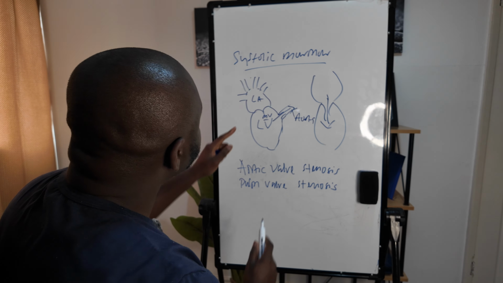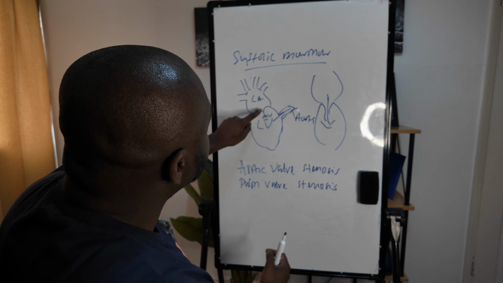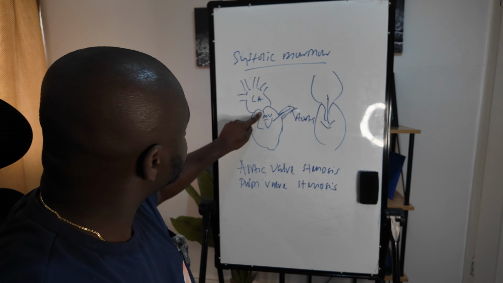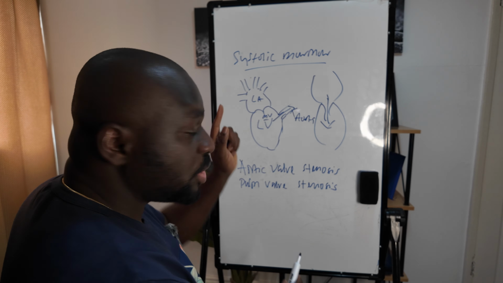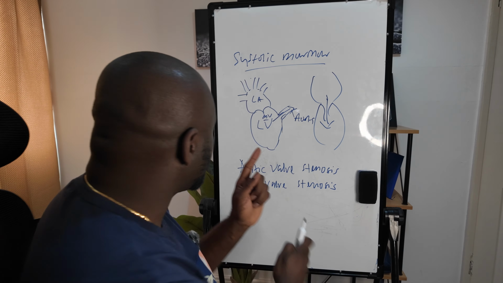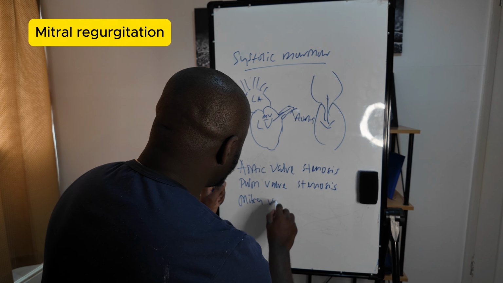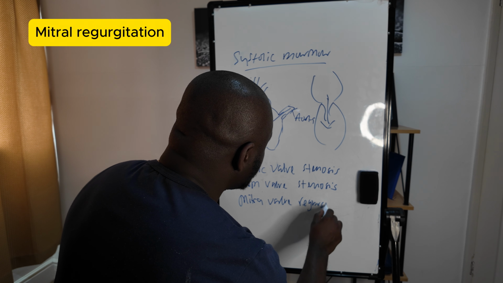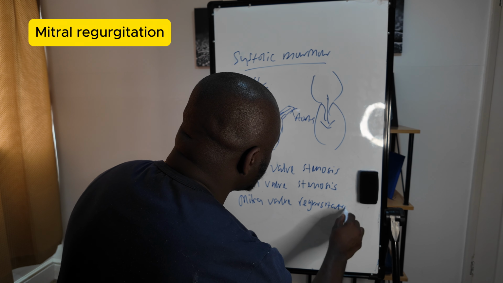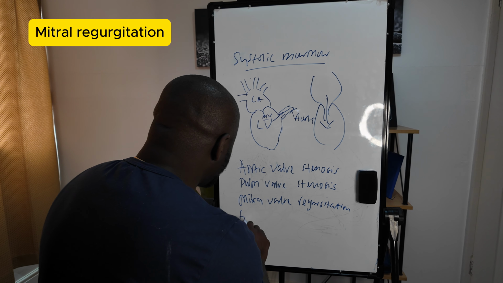We'll get to that. What else can give you a systolic murmur when this ventricle contracts? If this mitral valve is incompetent, which means if blood flows back into the atrium, you have a murmur during systole. So mitral valve regurgitation or incompetence. Mitral valve regurgitation, and conversely on the other side, tricuspid valve.